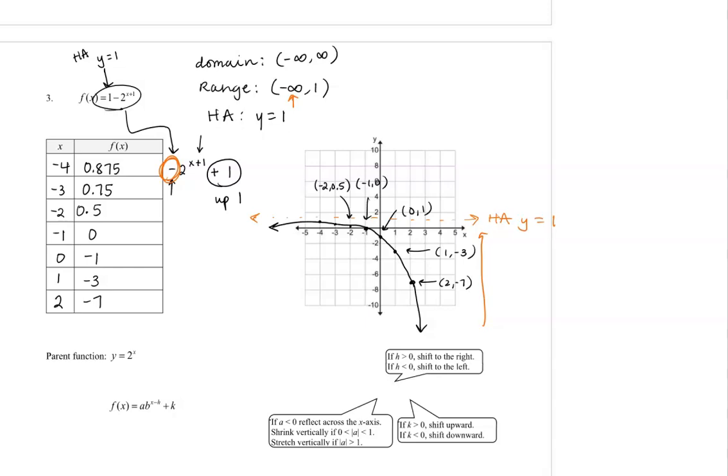So one piece of advice I do have when you're graphing an exponential function is that you should always graph the horizontal asymptote with the exponential function, because that way you make sure that your graph is leveling out where it's supposed to be leveling out at.